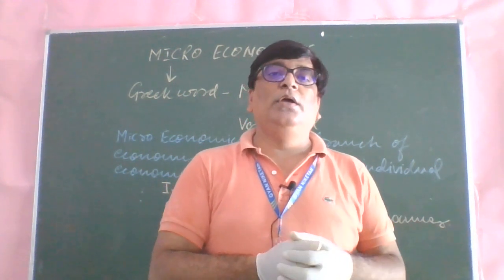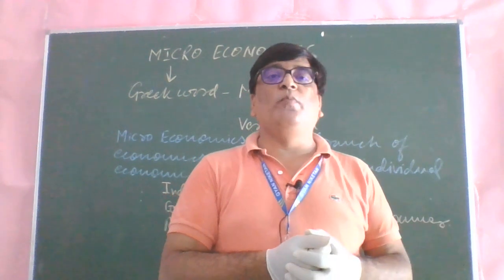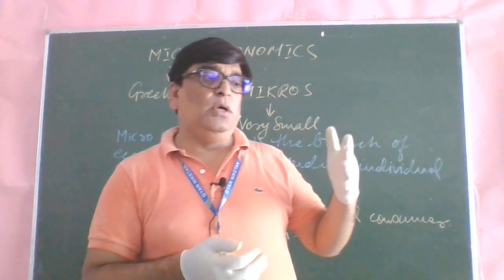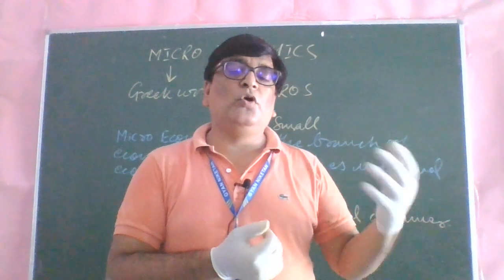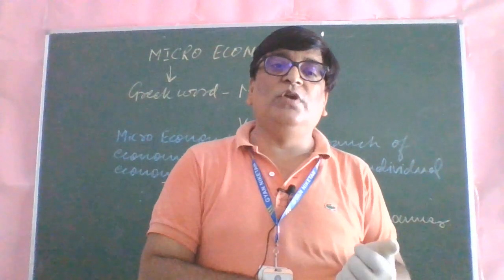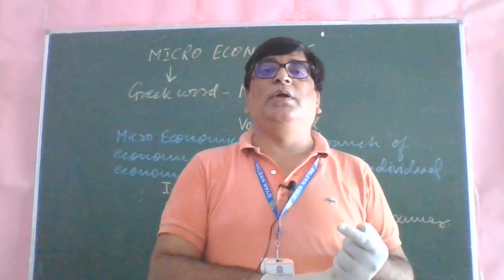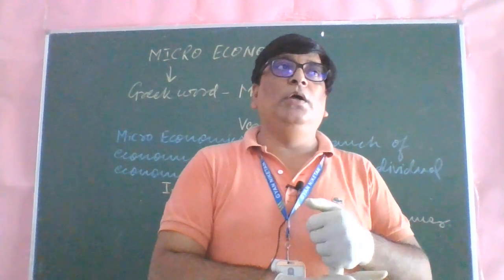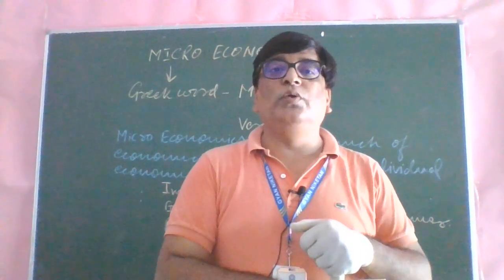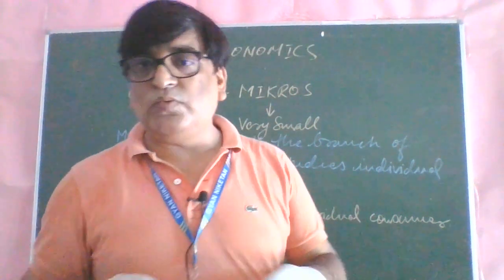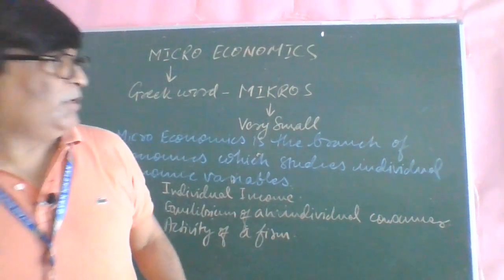उसमें आप कंज्यूमर्स इक्विलिब्रियम पढ़ेंगे, प्रोड्यूसर्स इक्विलिब्रियम पढ़ेंगे, कॉस्ट पढ़ेंगे, मार्केट पढ़ेंगे. लेकिन एक यूनिक चीज होगा, ये सब इंडिविजुअल में पढ़ेंगे, एग्रीगेट में आप नहीं पढ़ेंगे. That's why microeconomics is known as theoretical economics, and here theory building is done. This is what we say microeconomics.